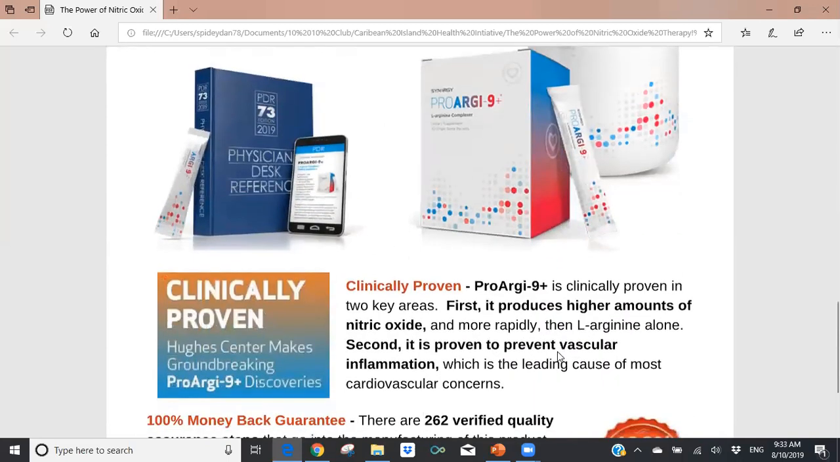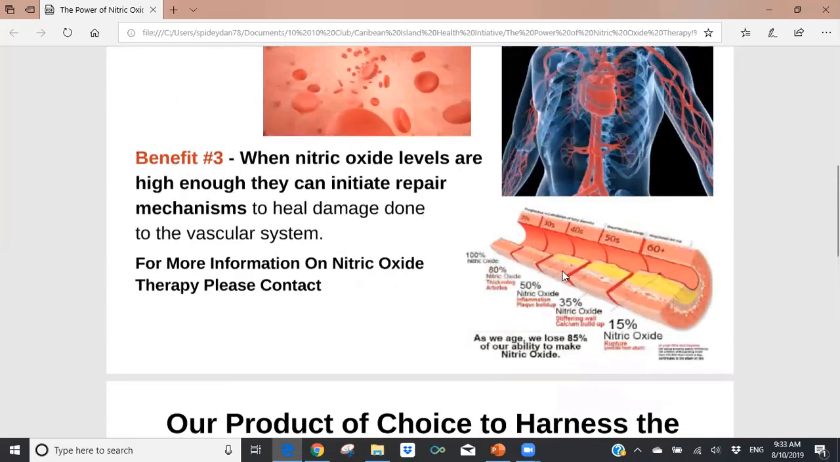The other nice thing about it is Synergy has put it in clinical study. And so it's clinically proven to produce higher levels of nitric oxide and do it more rapidly than L-arginine alone. But it's also clinically proven to prevent vascular inflammation, which is the leading cause of most cardiovascular concerns. Going back to this little image here, how does this plaque form? It first starts out as inflammation. Inflammation that, if not dealt with, the body treats as an injury and creates plaque. And over time, that plaque continues to build.